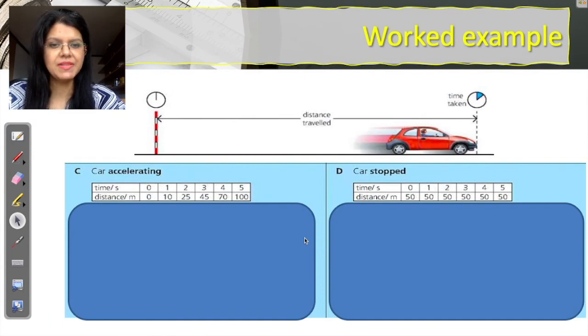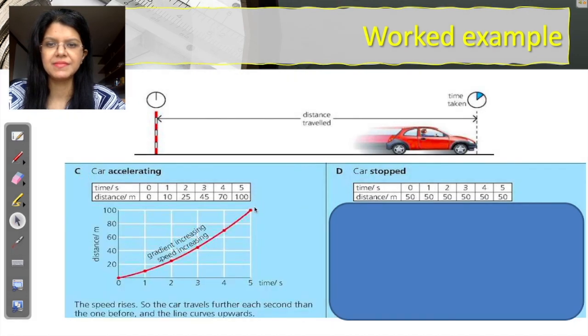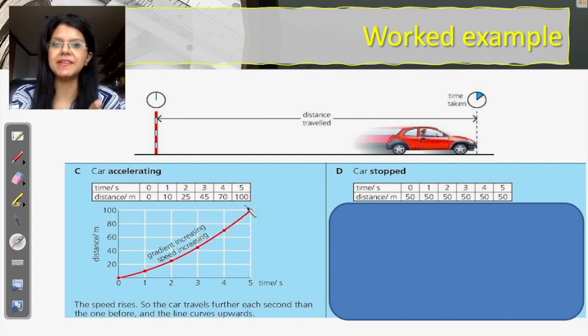Work these examples now, pause the screen and come back once you are done with plotting the graphs. Then we'll understand the graphs. Alright, so the first graph is the car is accelerating. How does the graph look? It is a curve. Accelerating means the speed is increasing.